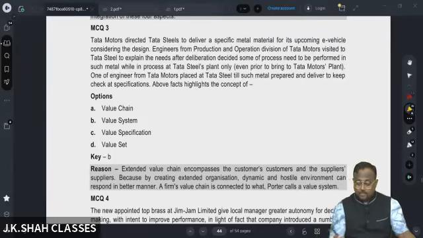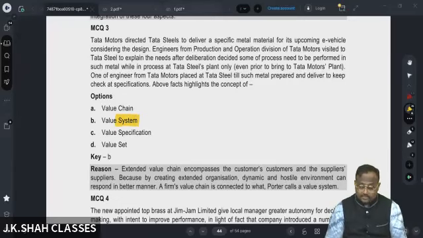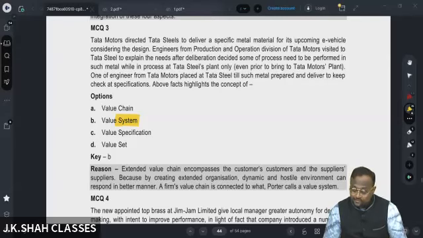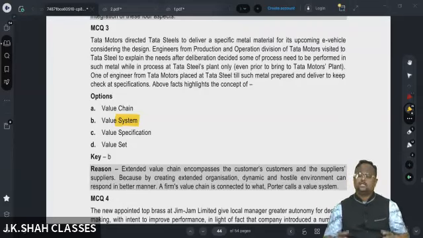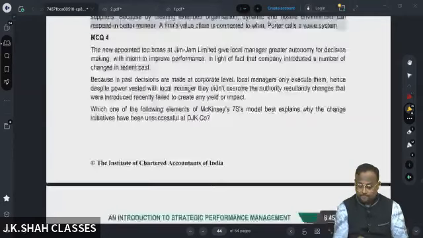What is it? He has created a system where he's not taking care of only value chain. He's also focusing on value specification as well as the quality assurance. So it is not a chain, or it is not only a specification. It is a whole and soul system which is working on that.